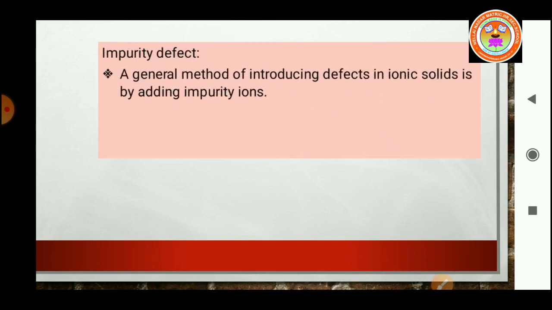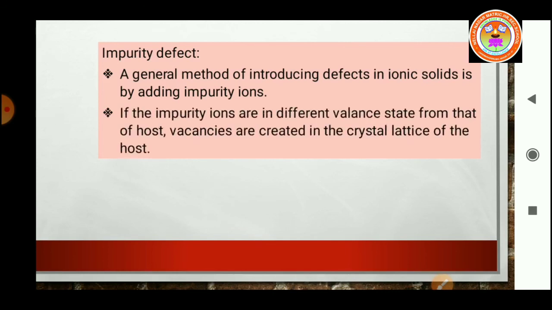The last one more defect is impurity defects. What are impurity defects? What is the general method here? The general method of introducing defects in ionic solids is by adding impurity ions. See here, if the impurity ions are present in a different valency state from that of the host, so the vacancies are created in the crystal lattice of the host. See here, different valency state.